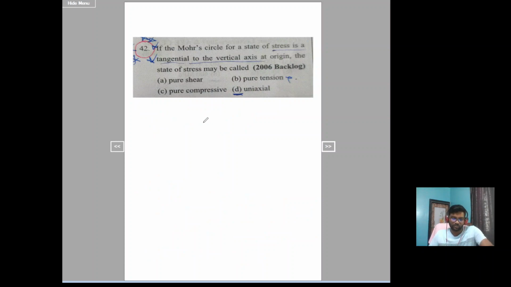Next one: if the Mohr circle for a state of stress is tangential to the vertical axis at origin, the state of stress may be called. Now he is saying the Mohr circle is like this, that is, it is tangential to the vertical axis, that is the y axis, or it can be like this also. It is tangential to the y axis. Now he is asking what the state of stress may be.